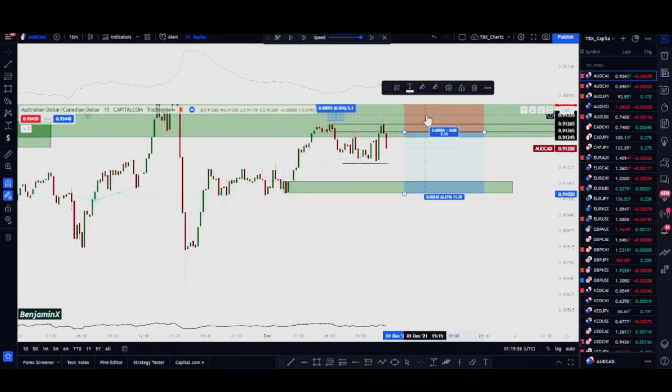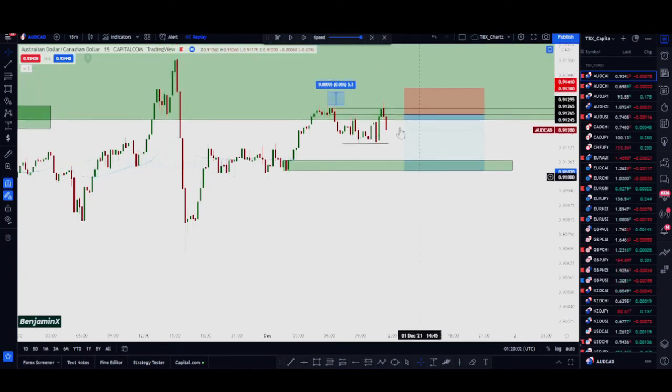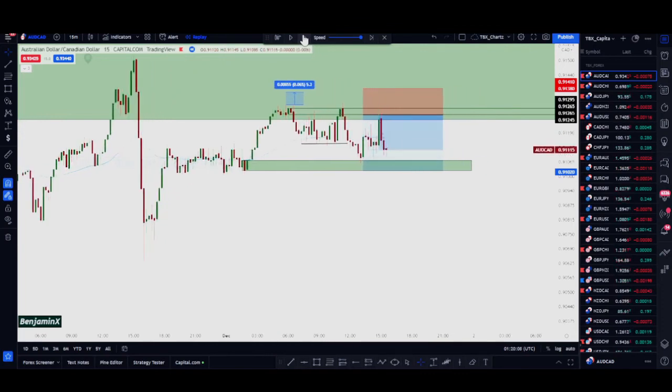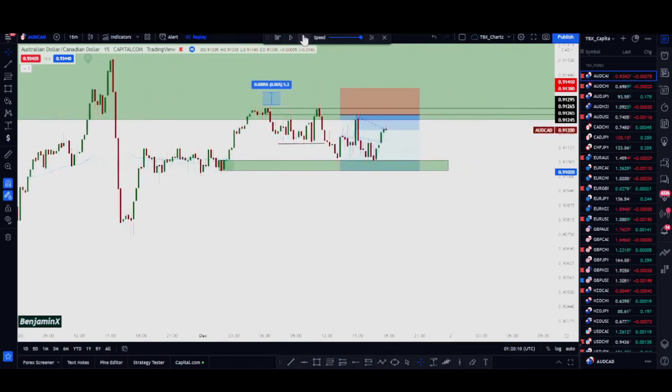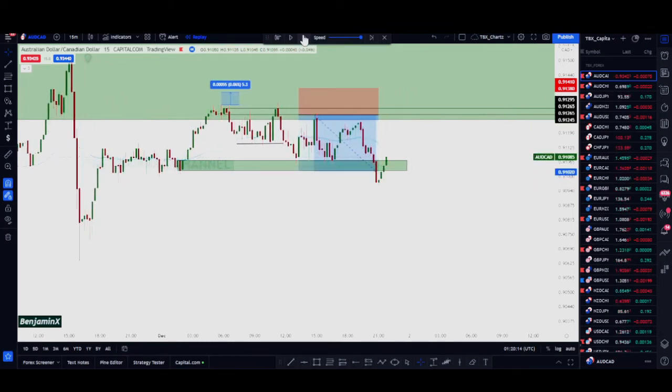Then as you can see, price got really close to our stop loss, but because it was wide enough, we're still able to get our first take profit. A smash. Let me go to a higher time frame now.